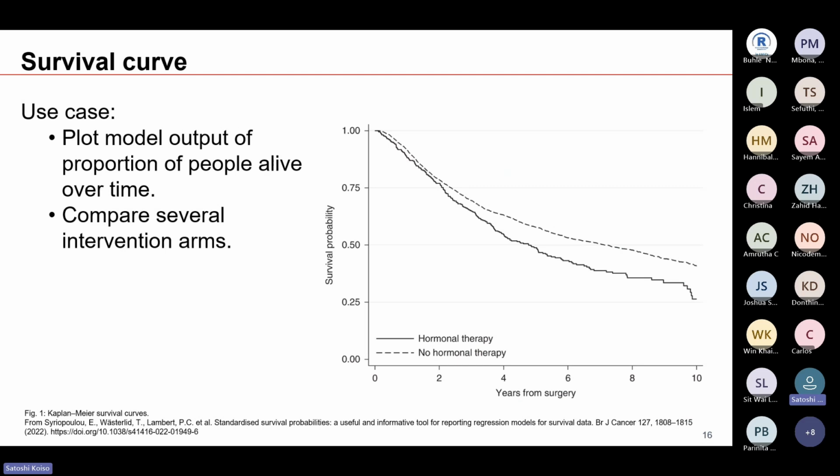And then this is a specific use case of the line plot. So this is the survival curve. This is often used in public health context. Also in your modeling project, you can plot the proportion of people alive over time as a modeling output, and then compare several interventions, several strategies in your modeling over time.